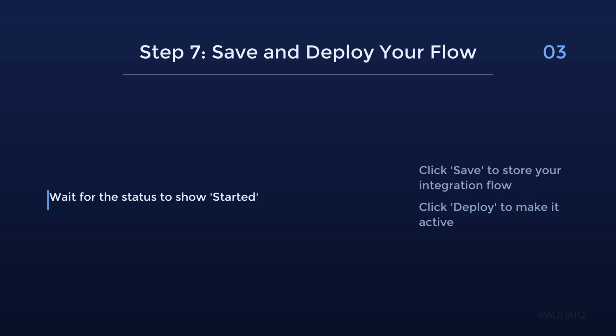Wait for the status to show started. This means your workflow is being activated and must fully load before it can run. For example, after ordering food online, the kitchen must finish preparing before it is marked ready. Only then can your automated process handle tasks correctly.